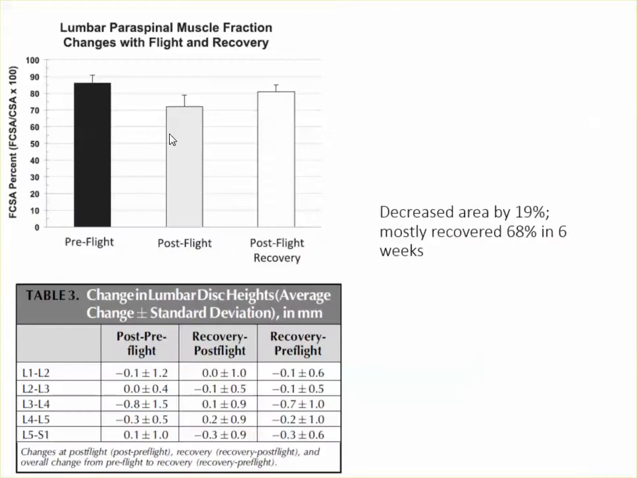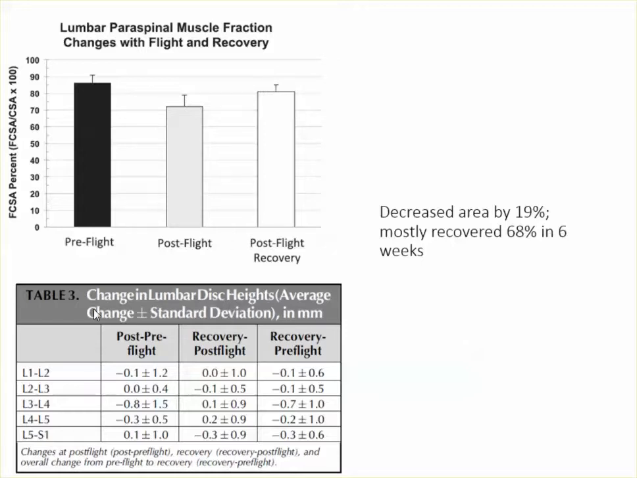The top one is the muscles. The muscles decreased in area by 19%, but then in 6 weeks they mostly recovered, 68% recovery. So the muscles in the spine, despite all this exercise, significantly atrophied. But then they returned almost to normal in 6 weeks.